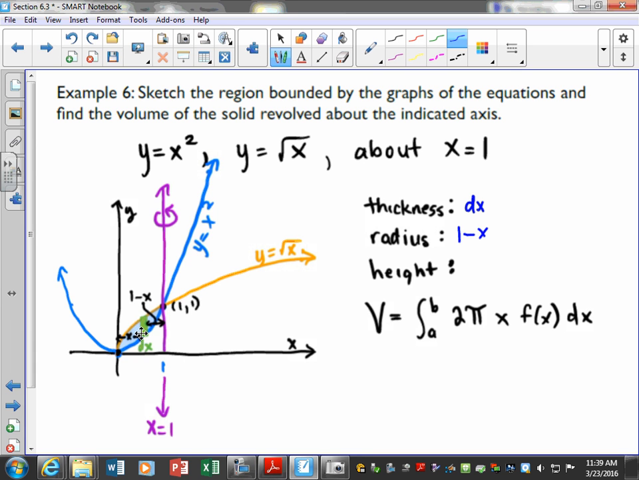Our height of our representative rectangle would be the orange function minus the blue function, right? So that's just going to be the square root of x, the orange function, minus x squared. So when we plug this in, we would have 2 pi. What's our interval going to be? 0 to 1. Our radius is 1 minus x, and our height is square root of x minus x squared dx. Now you want to go ahead and simplify this. I'll do it on the next page and distribute it out, and then see if you could take this the rest of the way and then check your work.